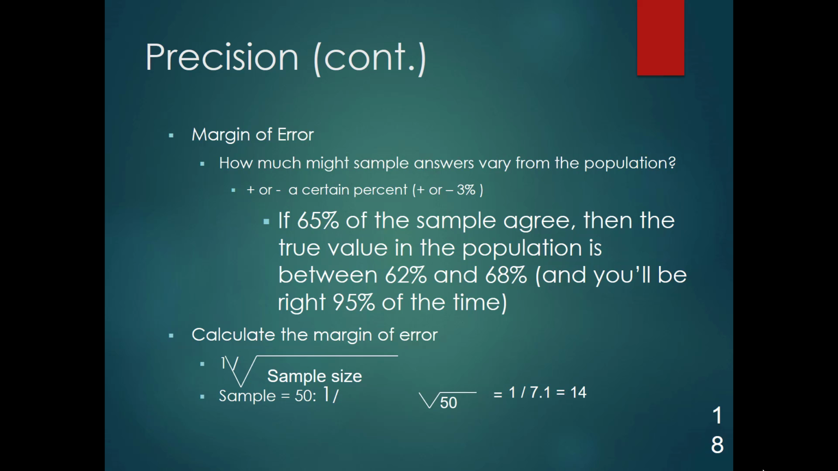The margin of error of a sample depends on the number of elements included in the sample. The margin of error, or the confidence interval, is calculated by dividing 1 by the square root of the number of elements in that sample. Thus, if the sample size is 50, we divide 1 by 7.1, which is the square root of 50. This equation produces a margin of error of plus or minus 14%.